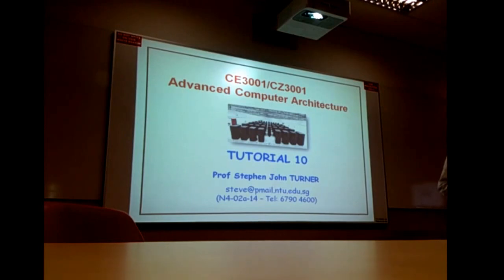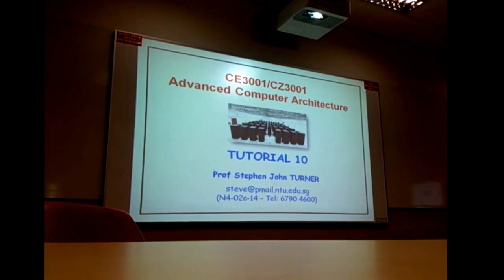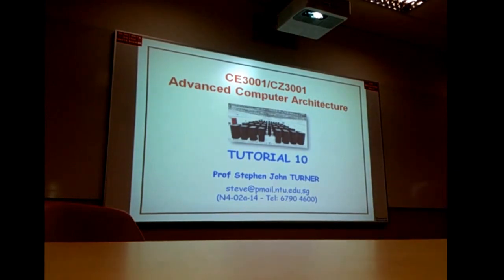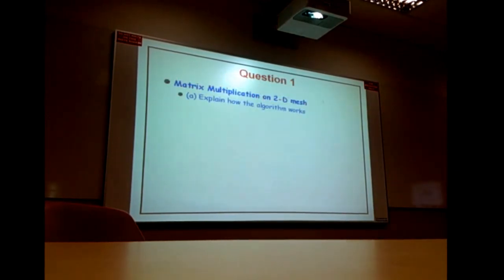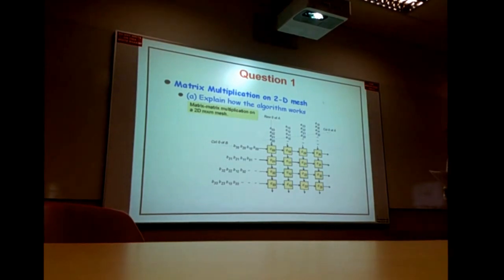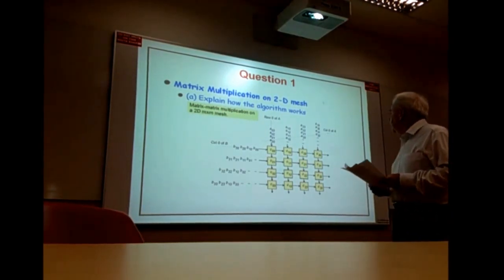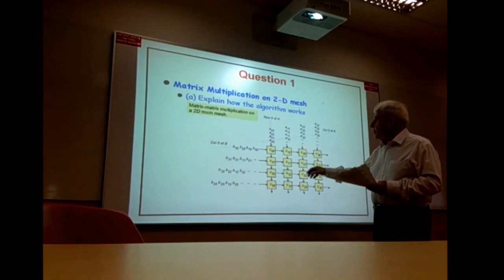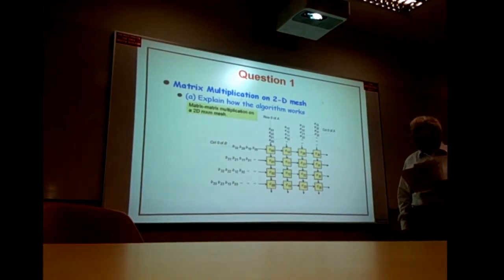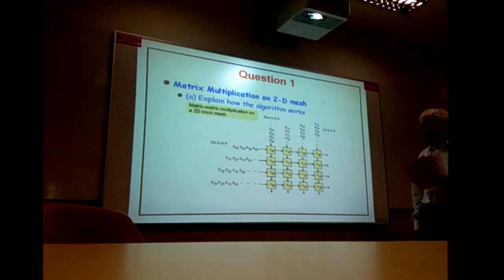Okay, so in this week's tutorial we have a sort of range of questions. The first question is on matrix multiplication. But this is actually multiplication on a 2D mesh. So we're given this diagram, and we're supposed to explain how the diagram works.